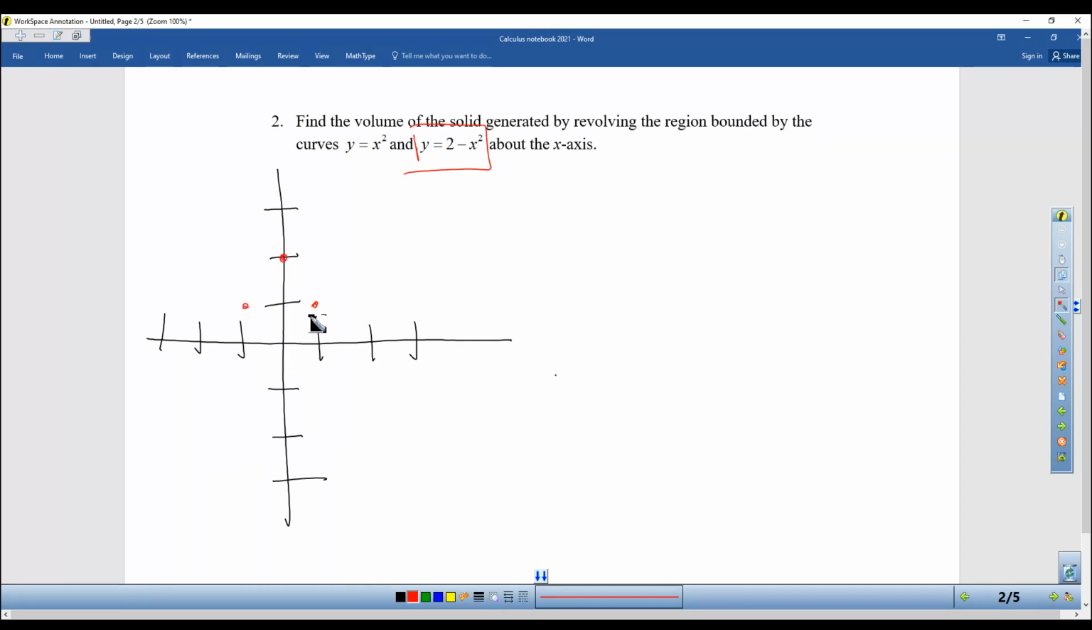So 1, 1, and then 2, 1, 2, 3, 4. So there's my 2 minus x squared parabola. Doesn't have to be a perfect sketch. Just want to see the basic shape of it. And y is equal to x squared. 0, 0, 1, 1, 2, 4 would be somewhere up there. It looks like that. Actually, I do want to pass through that point. There we go.